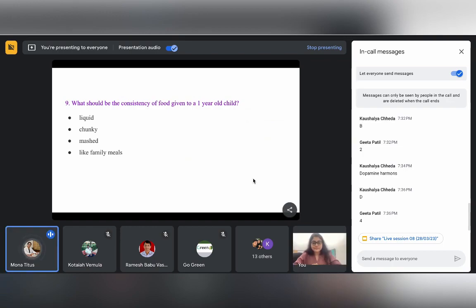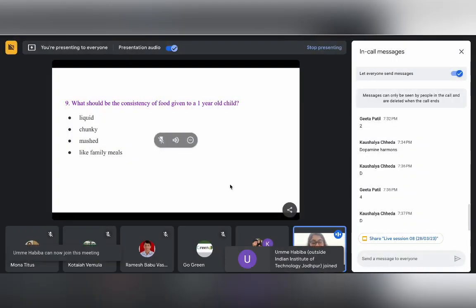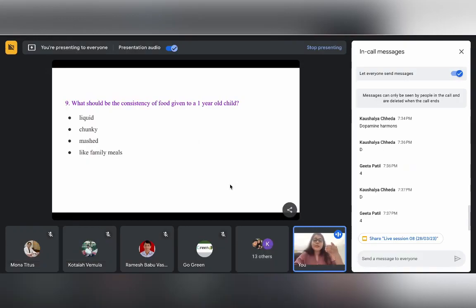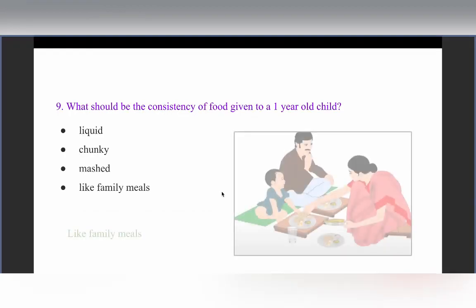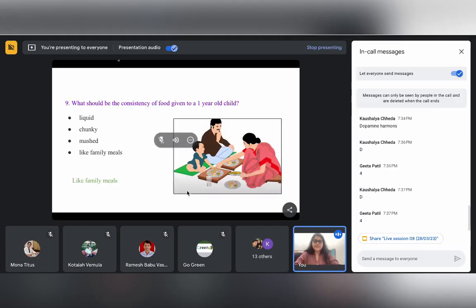Option 4, like family meals. Yeah, I am sure by now all of you are very much clear. Whenever we are talking about a child who is already 12 months of age, 1 year of age, the child needs to be put into the habit of eating with the other members of the family. So yes, the answer to this question is like family meals. Okay.